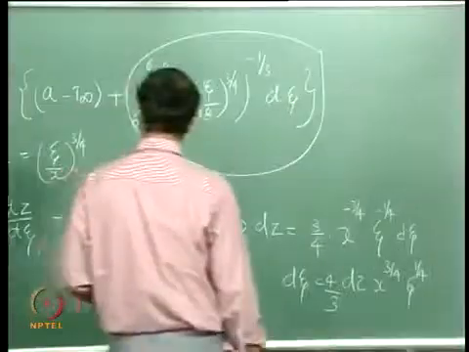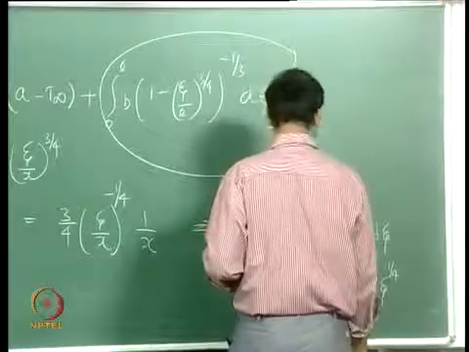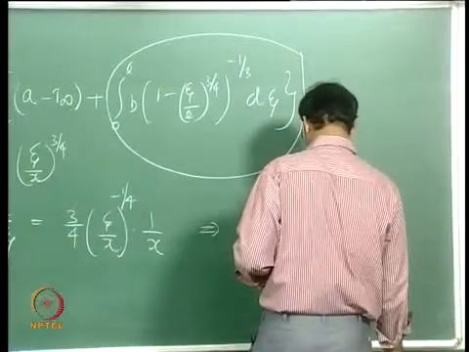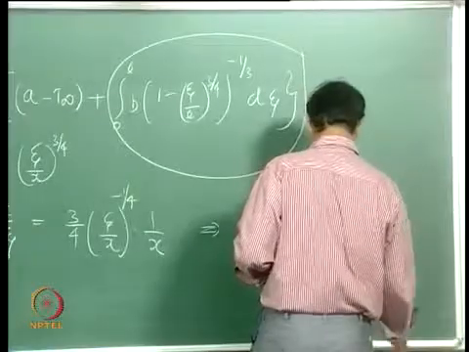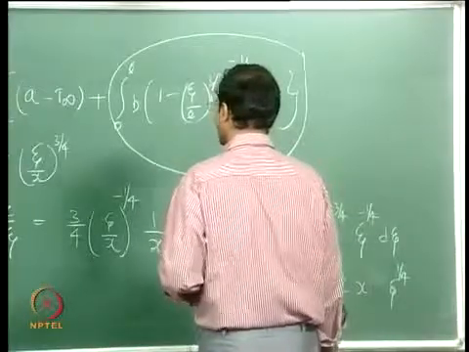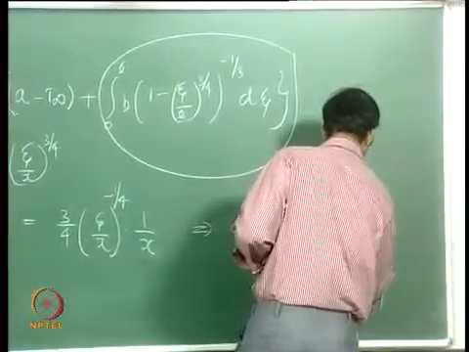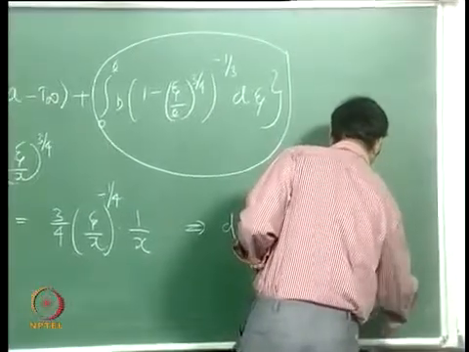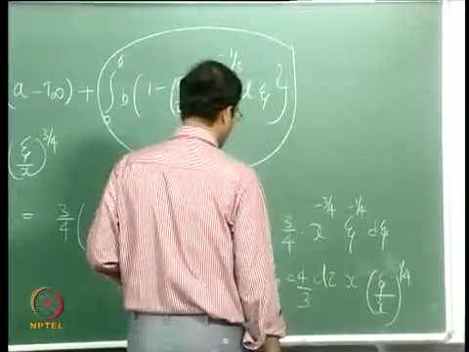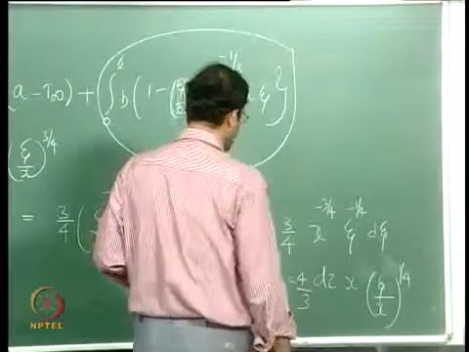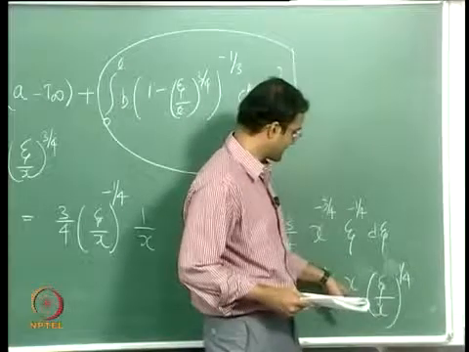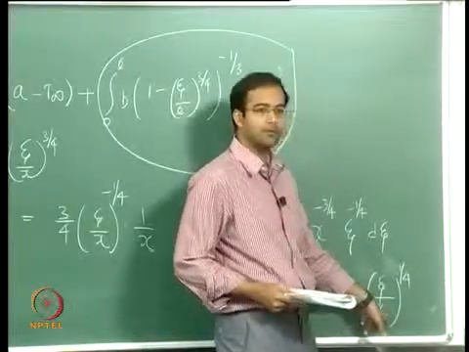So zeta by x, I can write this as 1 by 4 x power minus 3 by 4. I can take 1 by 4 x, so I can write this as zeta by x the whole power 1 by 4, this is 1 minus, right. I can write it like that, because this is anyway x power 3 by 4, I can write it as x divided by x power 1 by 4.